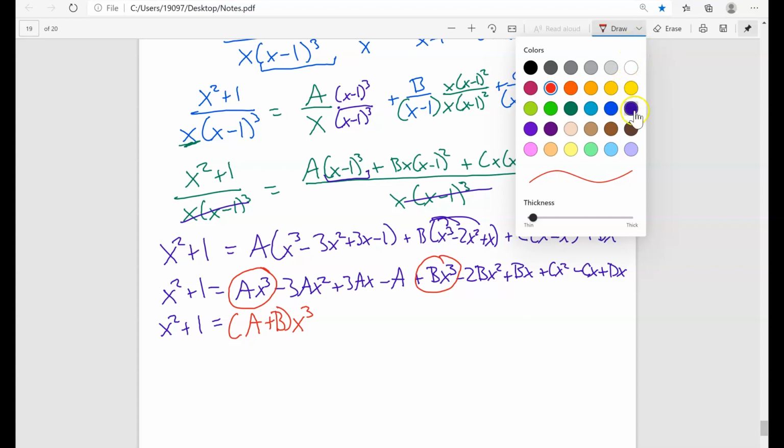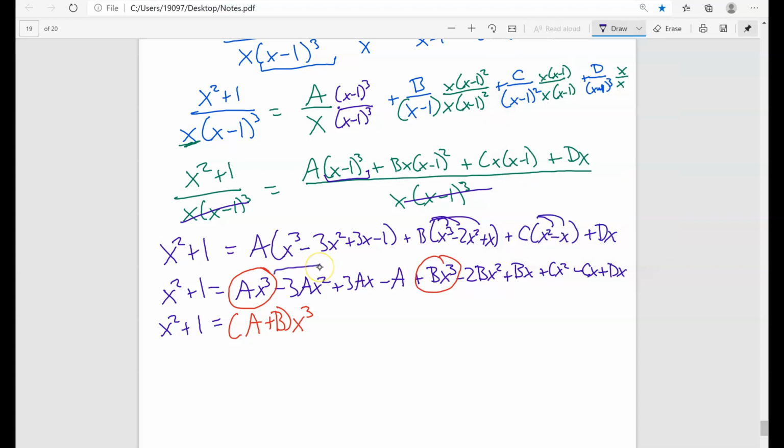Now I'm going to look for the one that's purple. So the square terms. So that's going to be this guy. And then do I have another square term? Yeah, I have this guy. And I also have this guy. So I'm going to have this, so plus negative 3a minus 2b plus c. And this whole thing is x squared.